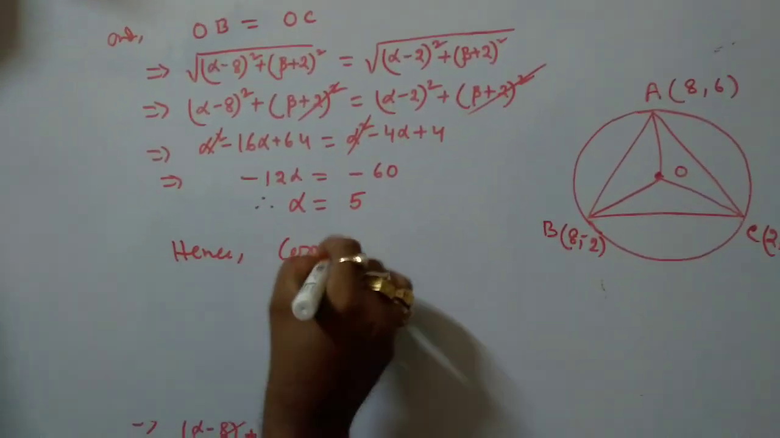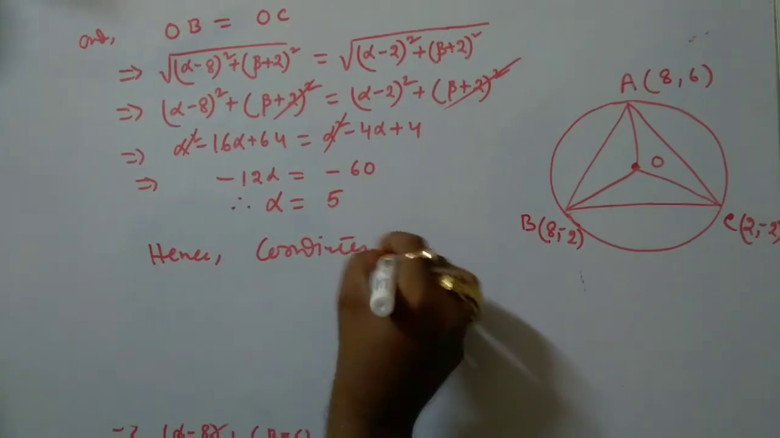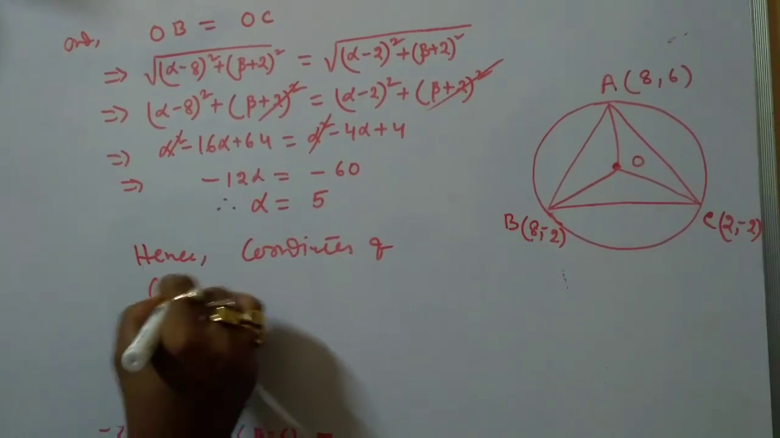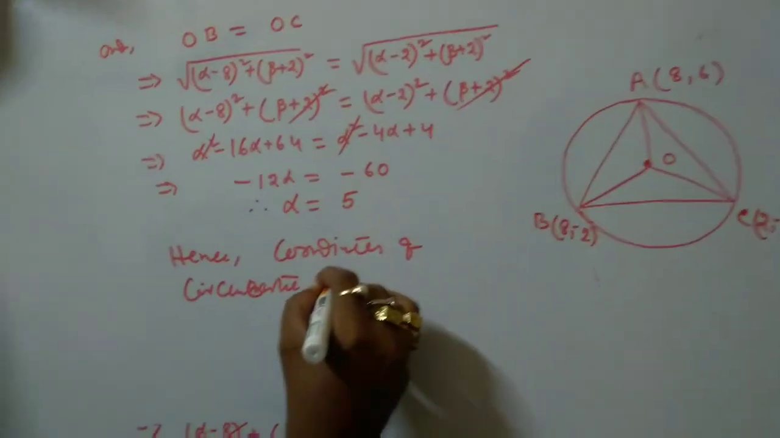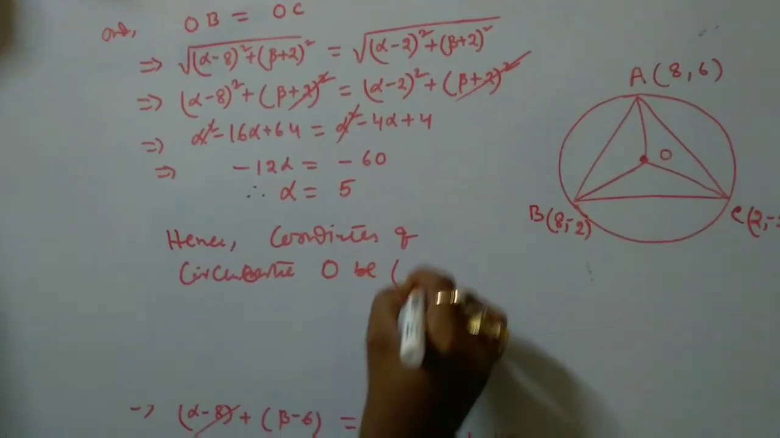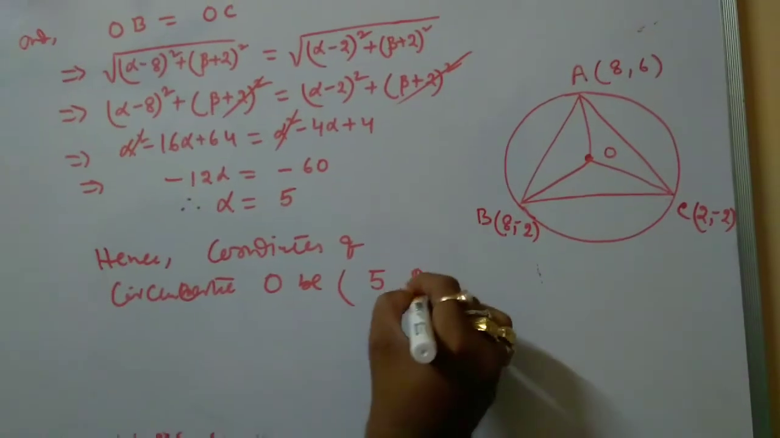Hence, coordinates of circumcenter O are (5, 2).